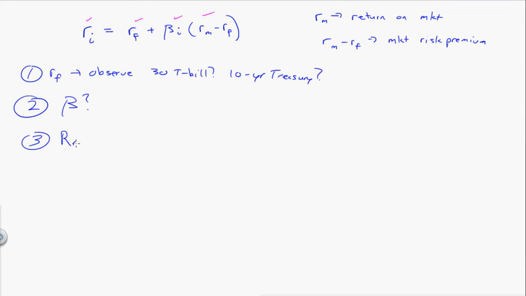3, market risk premium. What should that be? I can estimate it based on historical data. I can estimate it based on survey data. I can estimate it based on an implied market risk premium. All I want you to take away is there are 3 different ways to do these estimates, and all 3 are flawed. So this is a very soft number.